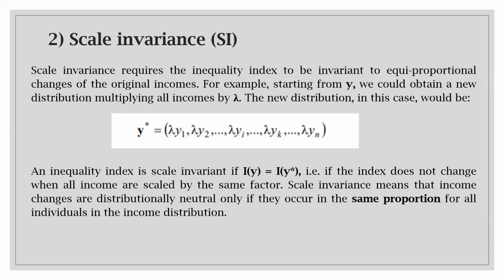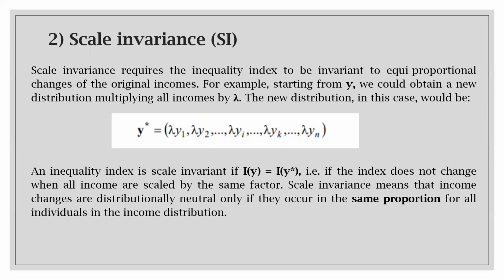So if the index does not change when all incomes are scaled by the same factor, the scale invariance means that the income changes are distributively neutral only if they occur in the same proportion for all individuals in the income distribution. To understand this, suppose we give an increment of 10% to all: to the rich class, to the medium class, or to the poor. So all incomes will increase by 10%.